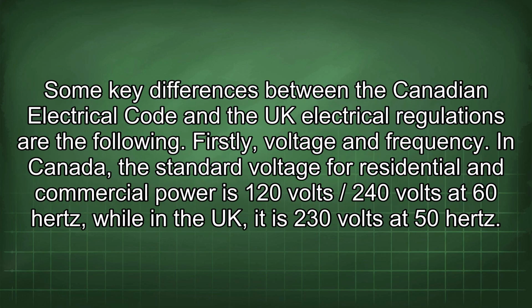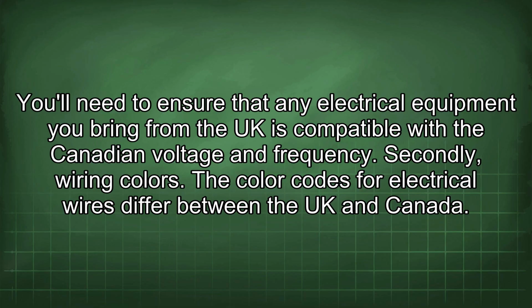Some key differences between the Canadian Electrical Code and the UK electrical regulations are the following. Firstly, voltage and frequency. In Canada, the standard voltage for residential and commercial power is 120 volts/240 volts at 60 Hz, while in the UK it is 230 volts at 50 Hz. You'll need to ensure that any electrical equipment you bring from the UK is compatible with the Canadian voltage and frequency.